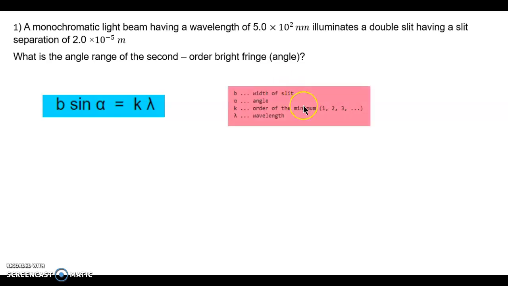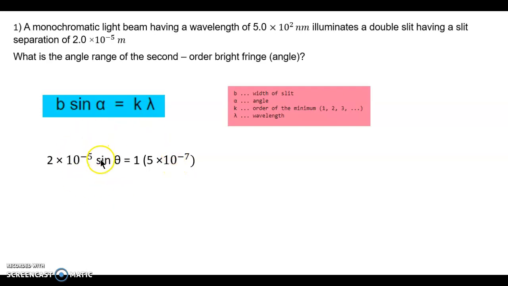I have b, the width of the slit. Alpha is an angle, k is the order of the minimum, lambda is the wavelength. What I'm asking you, how many lines do we have? How many theta do we have here? So at first, the separation is 2 times 10 to the negative 5 times sine of alpha, sine of theta or alpha. k, I could consider the first one as 1. 1 times 5 times 10 to the negative 7.